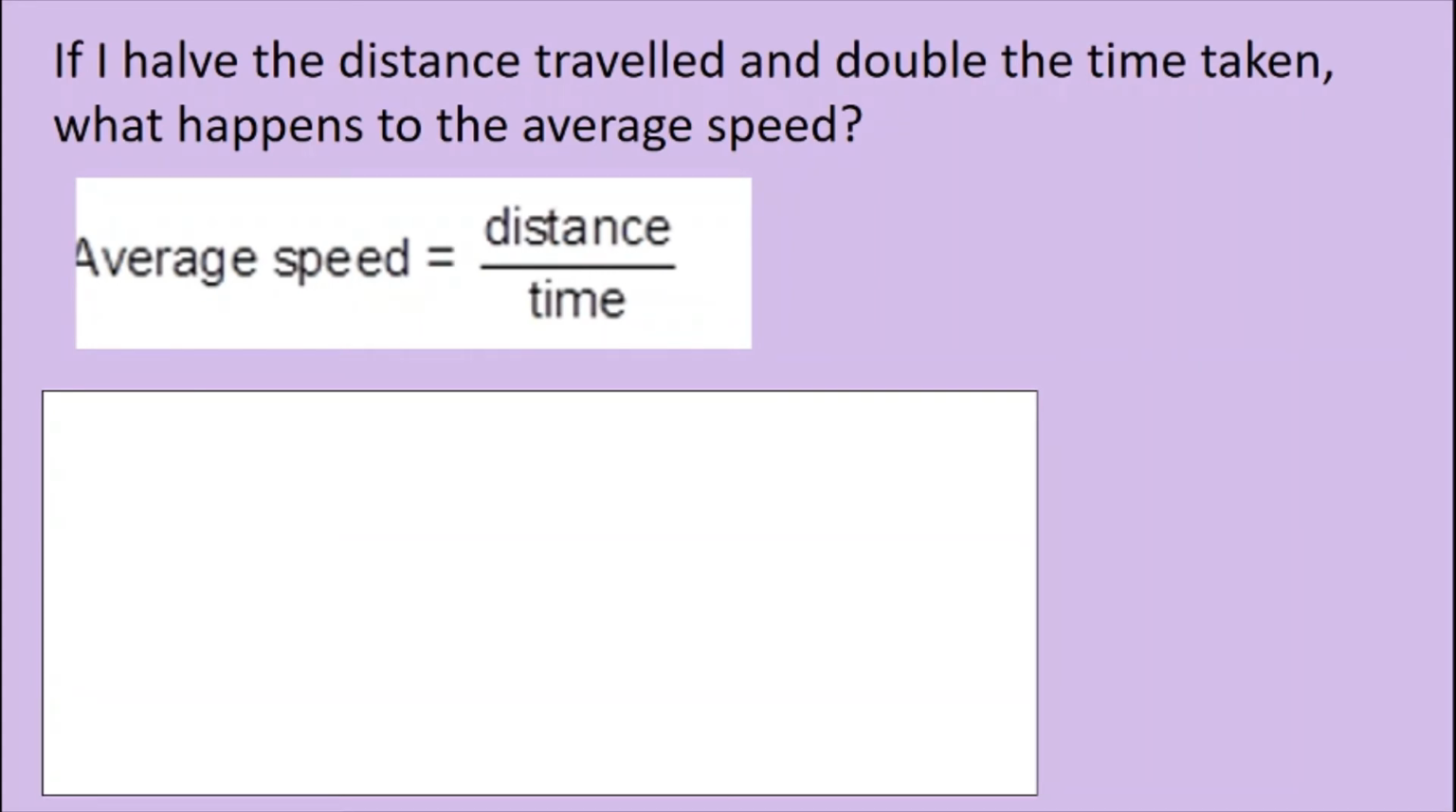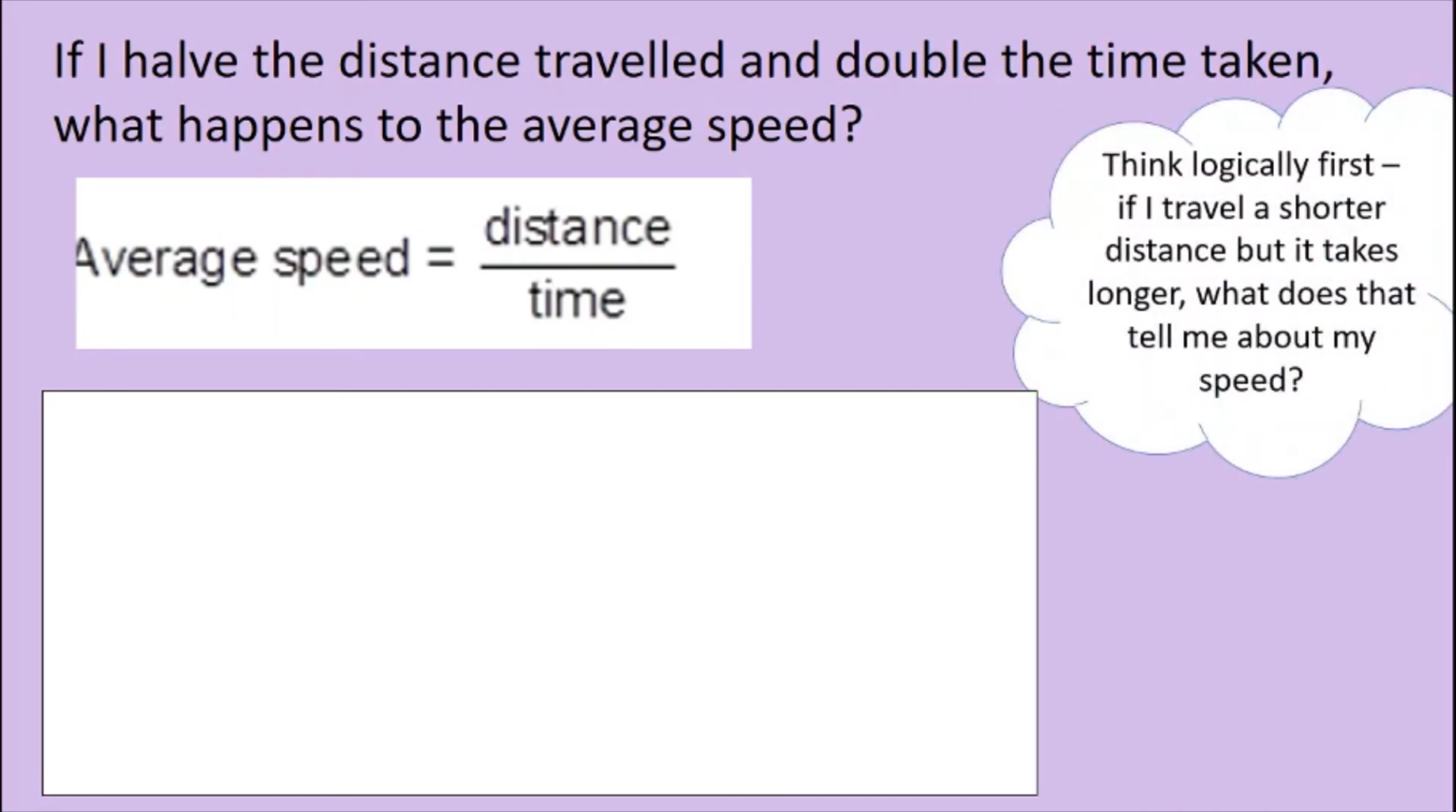On this question: if I halve the distance travelled and double the time taken, what happens to the average speed? For this question, start just by taking a moment to think what would happen in that instance if you travelled half as far, but it took you twice as long. What does that tell you about the speed, just logically? Then try some numbers. Pick some numbers, nice numbers ideally, and see if you can come up with an answer. Pause it now, then have a go.